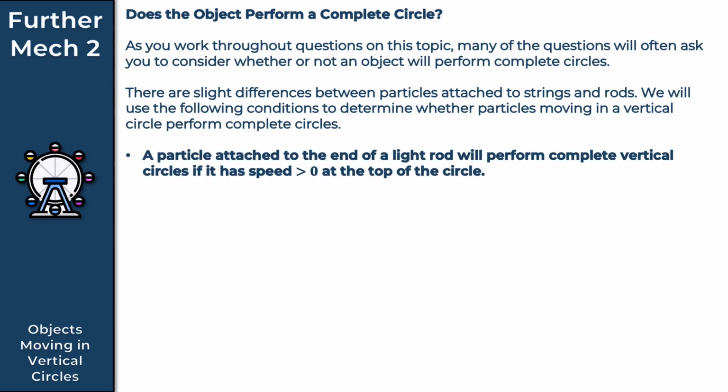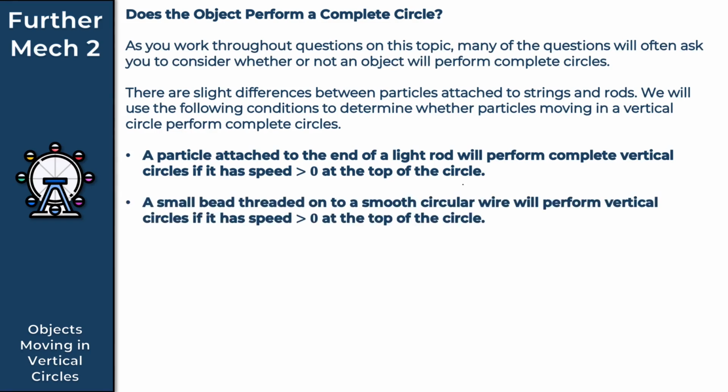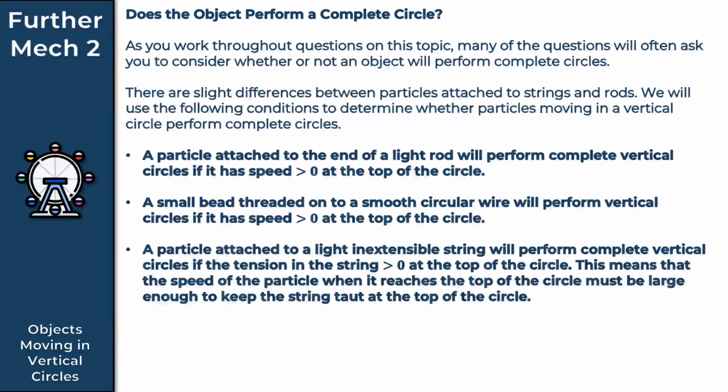For the first condition, a particle attached to the end of a light rod will perform complete vertical circles if it has a speed that is strictly greater than 0 at the top of the circle. For the second condition, a small bead that is threaded onto a smooth circular wire will perform vertical circles if it has a speed, again, that is strictly greater than 0 at the top of the circle. So almost identical to the first condition. And then for the very last condition, a particle that's attached to a light inextensible string will perform complete vertical circles if the tension in the string is strictly greater than 0 at the top of the circle.